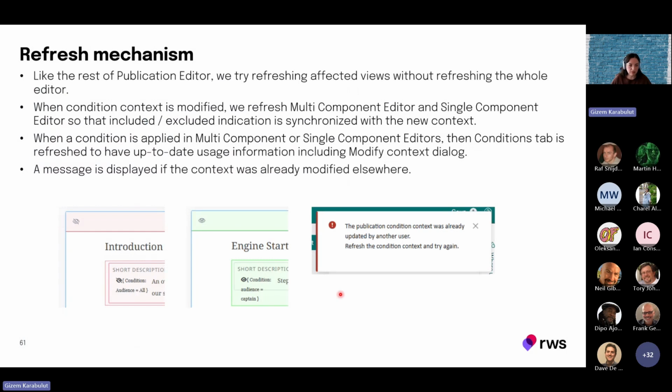We have a refresh mechanism here, and it is like the rest of the publication editor. We try refreshing affected views without refreshing the whole editor. So when the condition context is modified, we refresh the multi-component editor and single component editor, so that what's included or excluded is displayed with the correct indication. So it should be synchronized. And when a condition is applied in the editors, then the condition tab is also refreshed because we display whether the condition is used or not in the dialog. Also, if a condition is modified elsewhere by another user, we display it with a toast message.